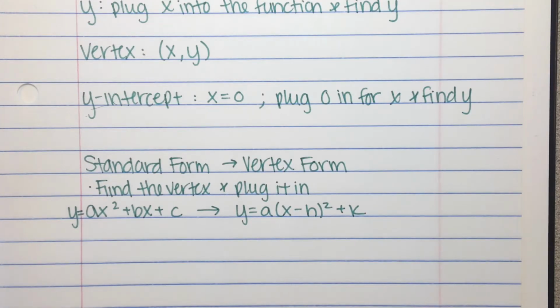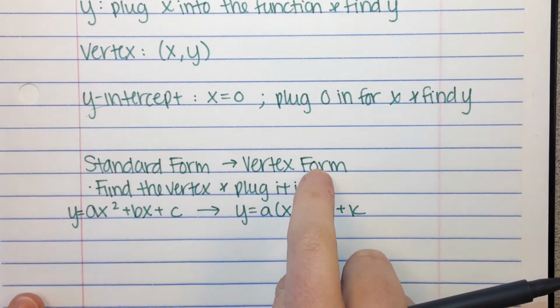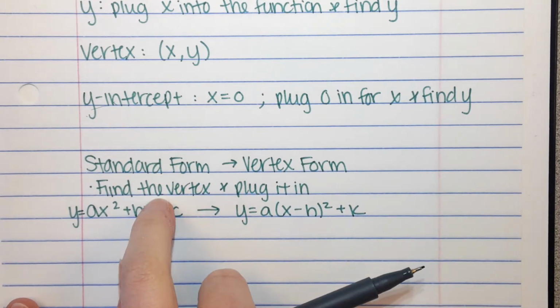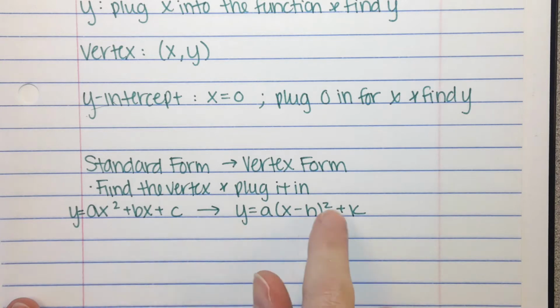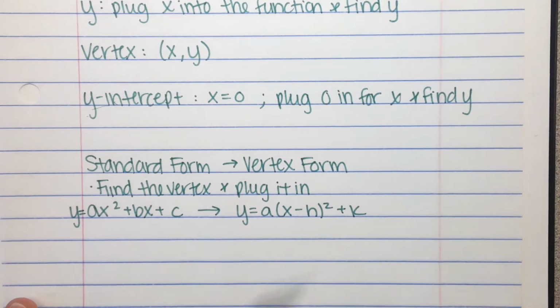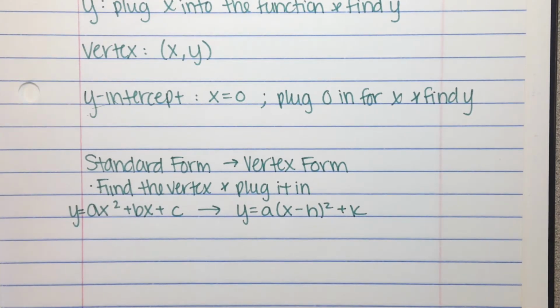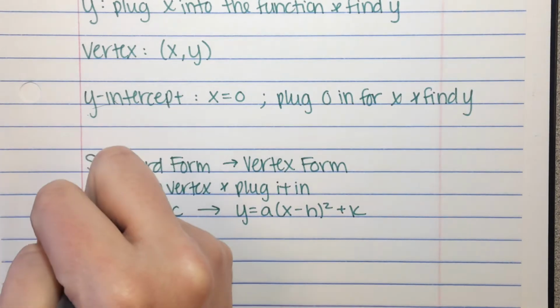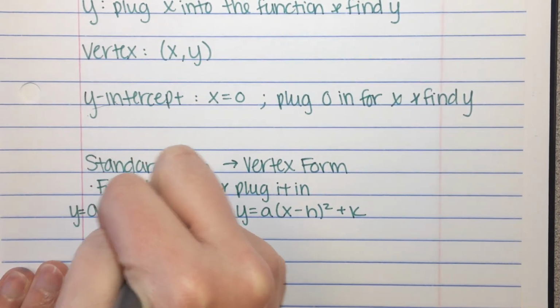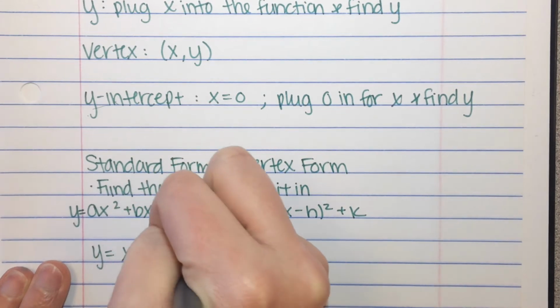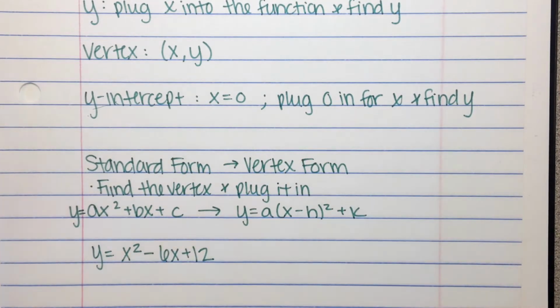You also need to know how to go between the two different forms. So first we're going to look at going from standard form to vertex form. And to do that, you just find the vertex and plug it in. So we're going from this form to this form. Okay? And we can look at an example. So if I give you y equals x squared minus 6x plus 12.